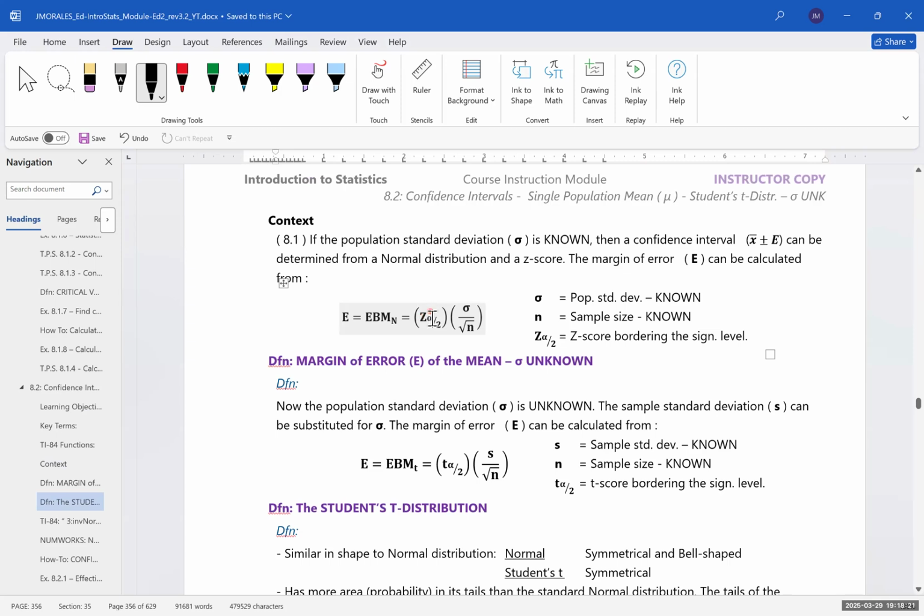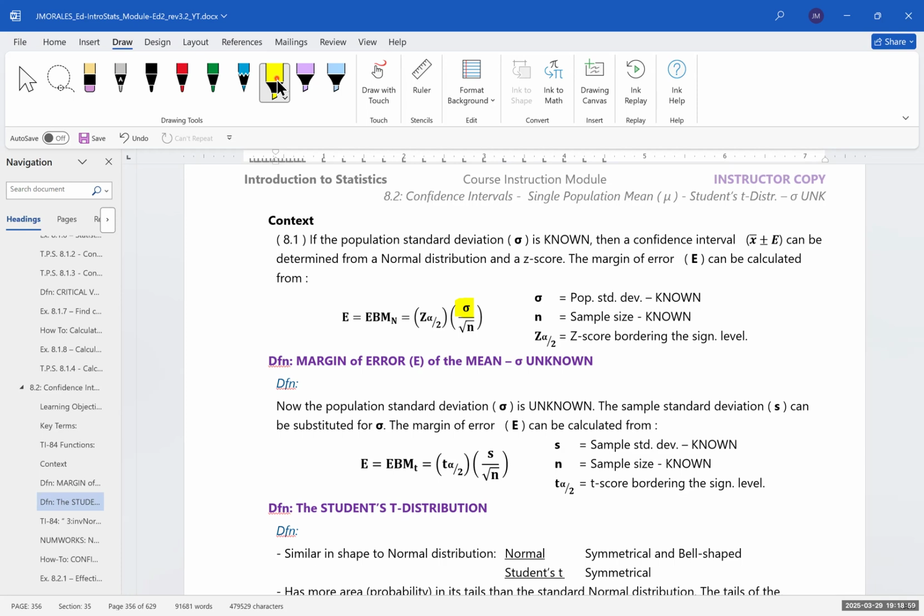And the reason why it was because alpha divided by 2 is because the alpha, which represents the significance level, got split in half and put on either side of the distribution in the tails of the distribution. And we used that area in the tails to calculate our z critical value. And since the population standard deviation was known, we could use it in the formula right here. And then it was over the square root of n.